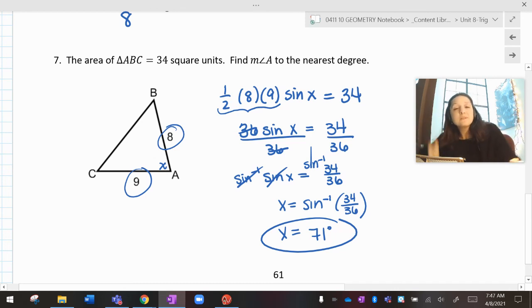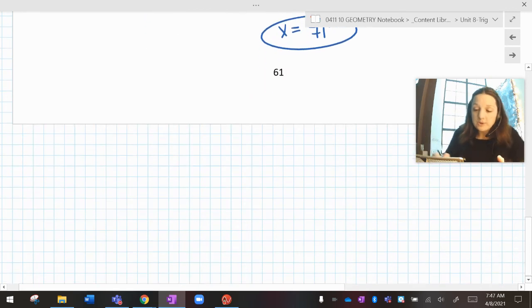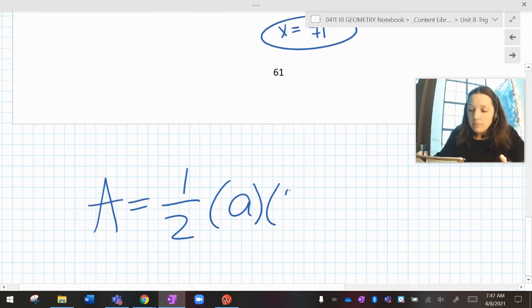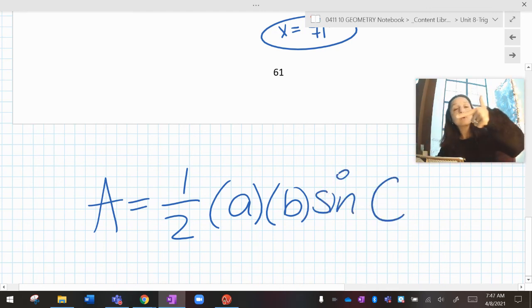That is it, my friends. That is the area of a triangle. Make sure you know how to use it. The area of a triangle is 1/2 AB sine C, where A and B are 2 of the sides, and C is the angle in between them. I hope that makes sense.